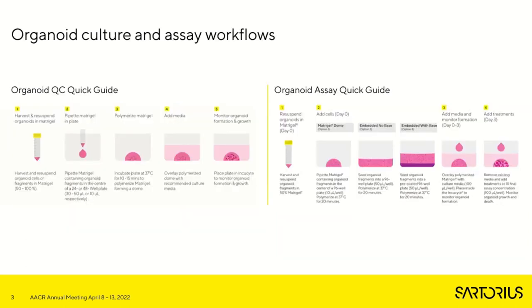To start, here we show schematics describing IncuCyte validated protocols for either culturing or performing 96-well assays using organoids embedded in Matrigel. For culturing, organoids are harvested and the cell pellet resuspended in Matrigel. The Matrigel suspension containing single cells or organoid fragments is added to either 24 or 48 well warmed microtiter plates as droplets of 10 microliters to 48 well plates or 30 to 50 microliters to 24 well plates.